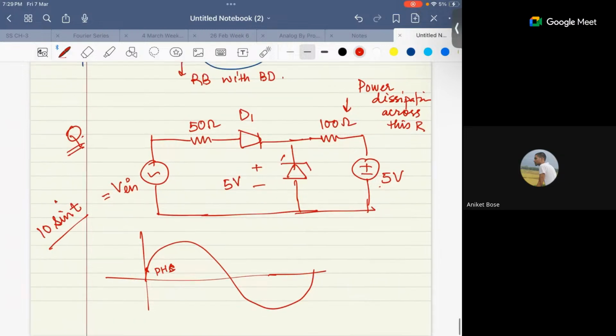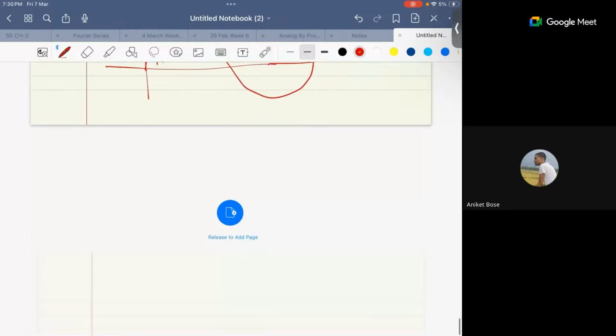We can assume D1 as off because V input is a very small value and at the N junction you have a higher value, 5 volt. So I am assuming D1 as off, an open circuit. Then I have to conclude that VD1 is less than 0. If the potential across D1 is less than 0, our assumption is correct. If VD1 comes out to be positive, then our assumption is wrong and this will be forward bias. Are you getting me? Correct? Okay.